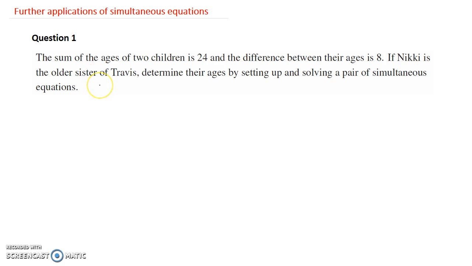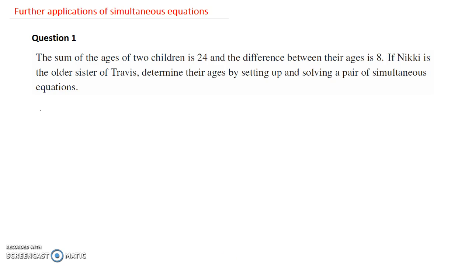The sum of the ages of two children is 24, and the difference between their ages is 8. If Nikki is the older sister of Travis, determine their ages by setting up and solving a pair of simultaneous equations. Now, the first thing we need to do when solving problems with two unknowns is to define a variable for each unknown. So the first step in this question is we can use x and y.